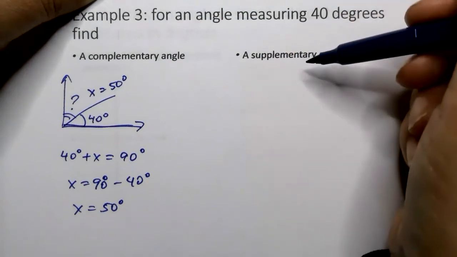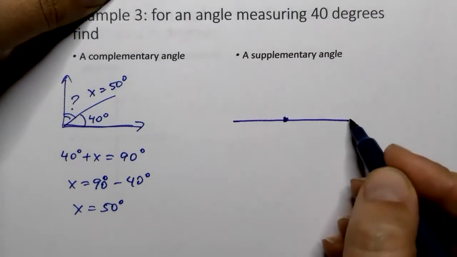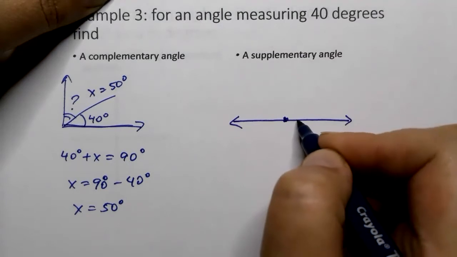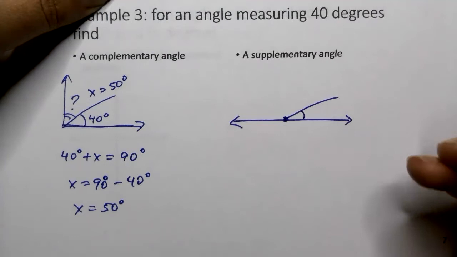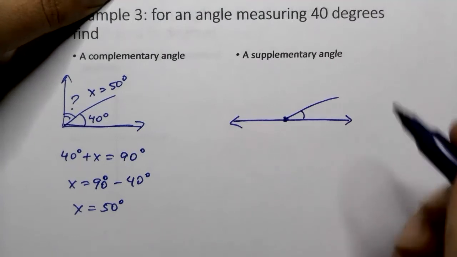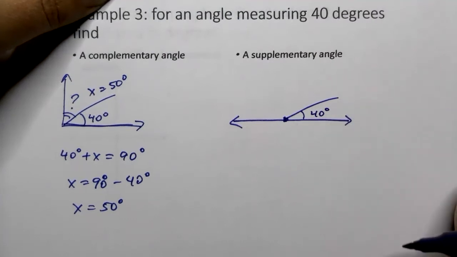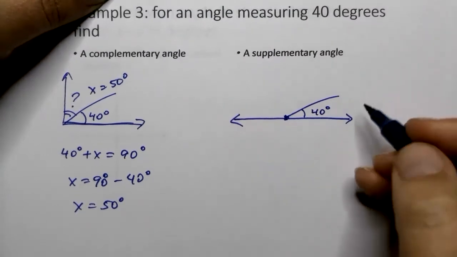Okay, now for the supplementary angle, remember they both together have to form a straight angle, or a 180-degree angle. So together it's 180. We have 40. 40 is an acute angle, so it's actually probably less than 40, I estimate about 30, but it's not important. We're sketching. It's not an accurate graph, it's just a sketch.